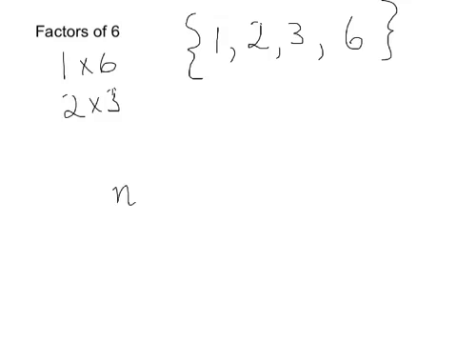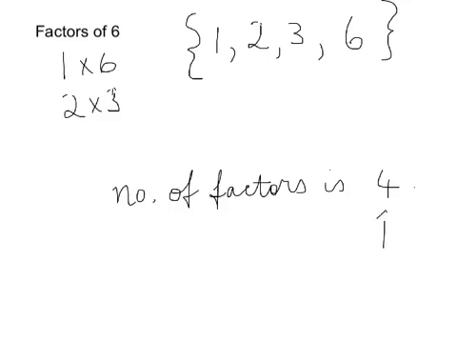The number of factors is 4, because we've got 4 in that set. Now 4 is an even number, so if we go back to our problem at the start, we want to know which type of numbers have an odd number of factors. Well, 6 is not one of them because that's an even number of factors.